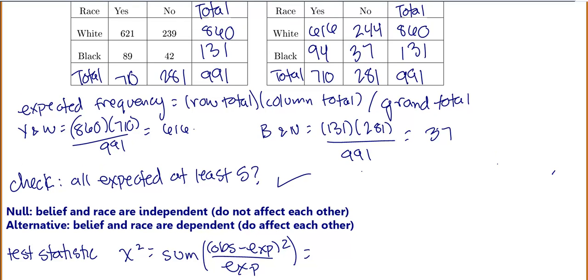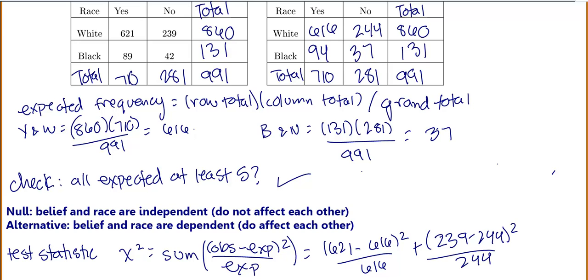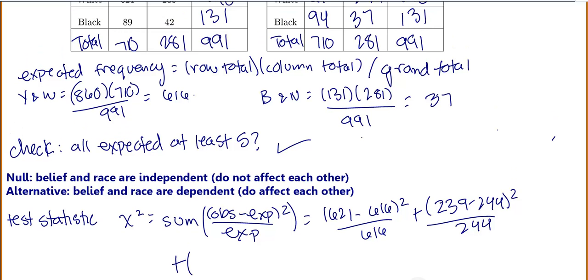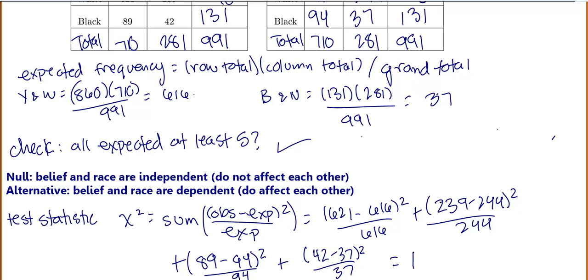So my first observed is 621 with an expected of 616. And then 239 and 244, 89 and 94, and 42 and 37. When I put all this together, I should get 1.08.